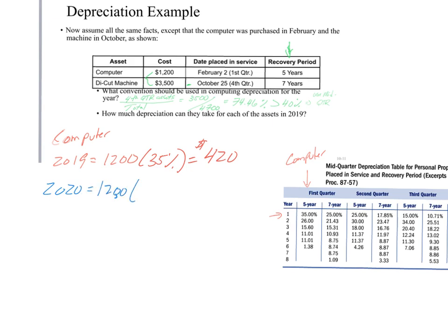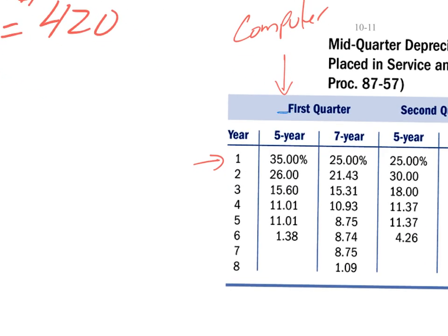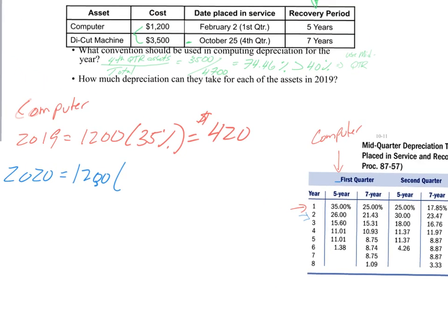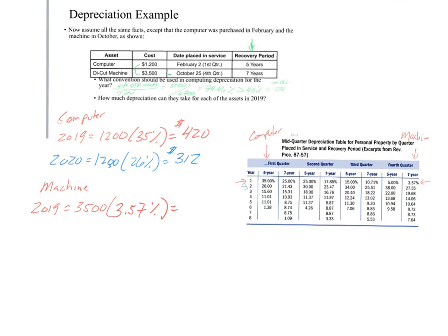So now let's do 2020. And we start out the same way, but now we have to find our percent. And it's still 5-year property, and it was still placed in service in the first quarter. So now we just go down and look at the next row, and that percentage is 26%. And so for the machine, for year one, we get $124.95.